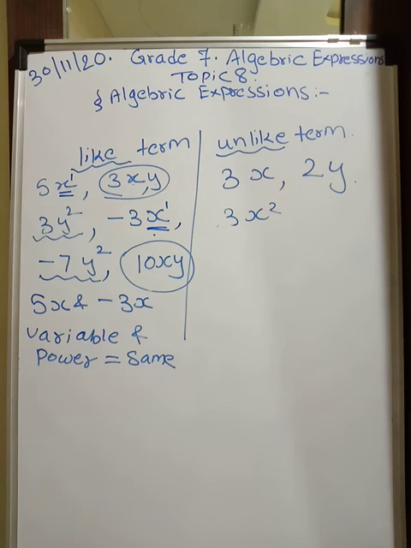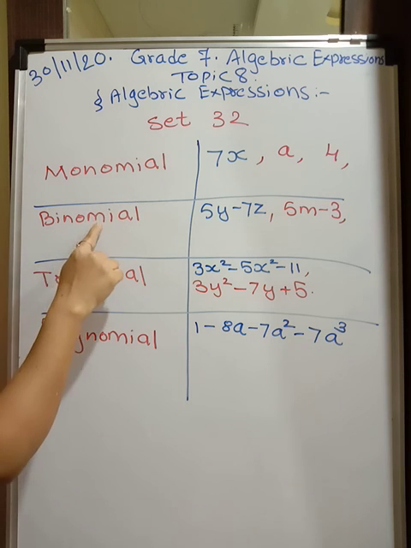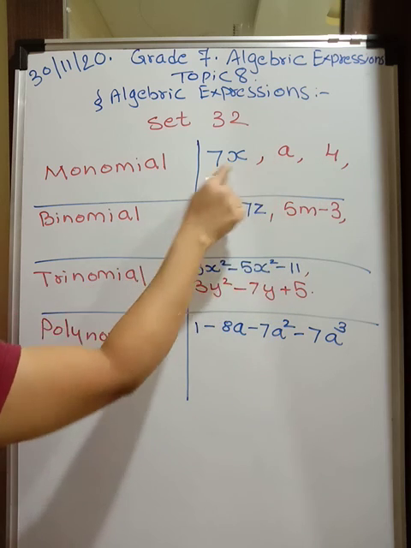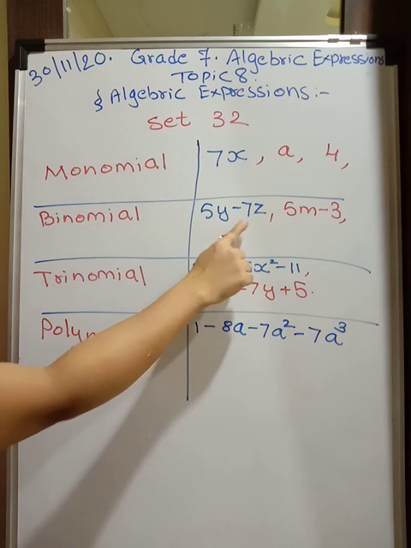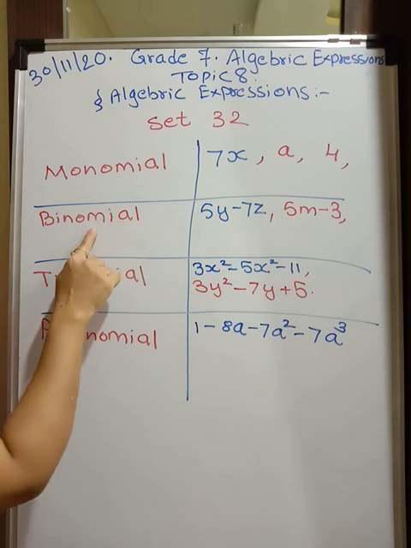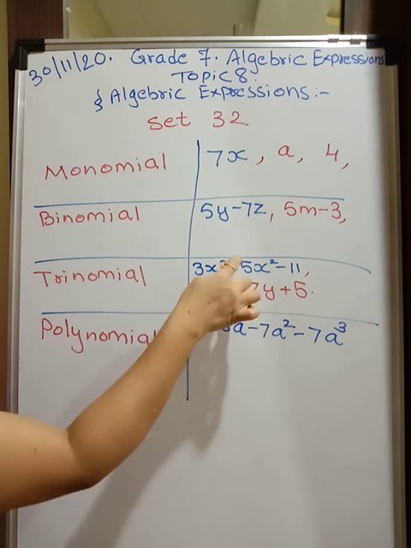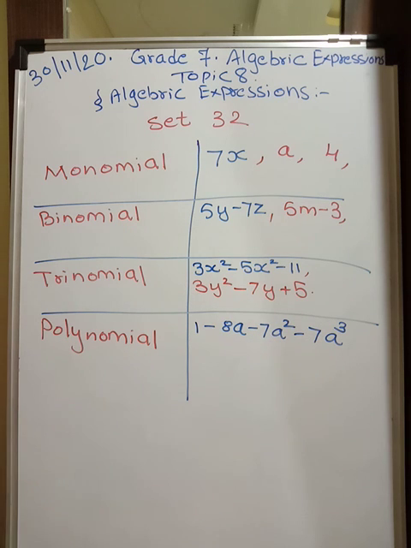A very simple exercise is there. Let's do set 32. You have to classify the given algebraic expressions as monomial, binomial, trinomial, polynomial. 7x, a and 4. These three are monomial. Only one term is there. Binomial 5i minus 7z and 5m minus 3. See, two terms. So binomial. Trinomial means three terms. 1, 2 and 3. 1, 2 and 3. So these two are trinomial. Polynomial 1, 2, 3, 4. More than 3 terms. Very easy, no?